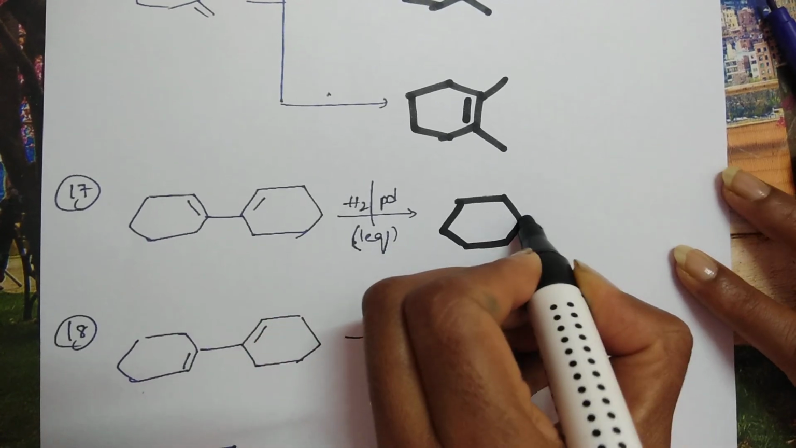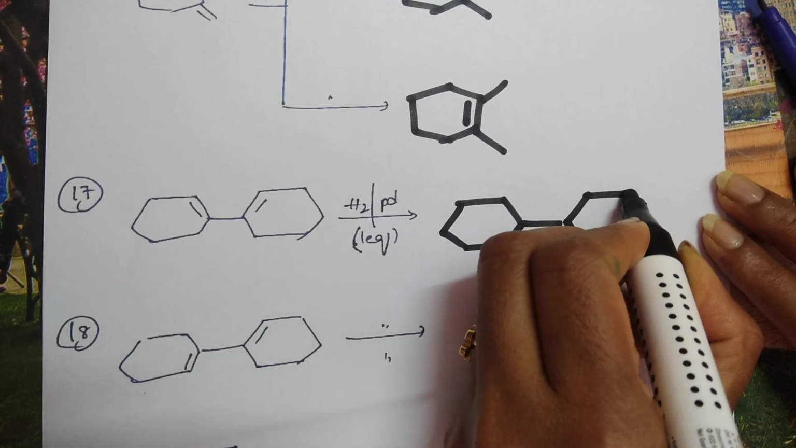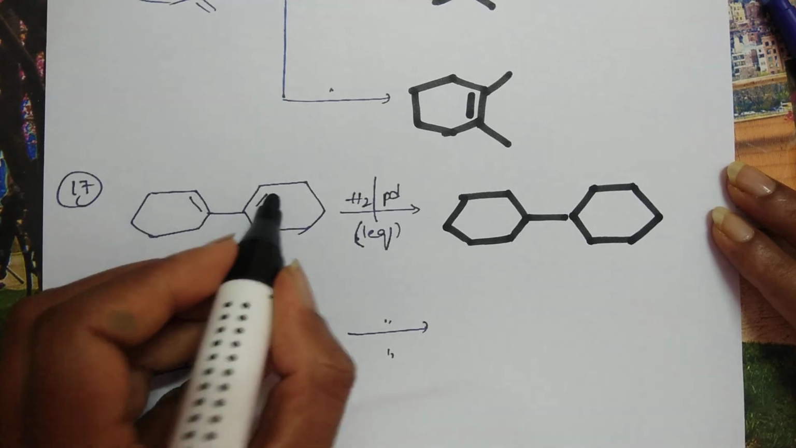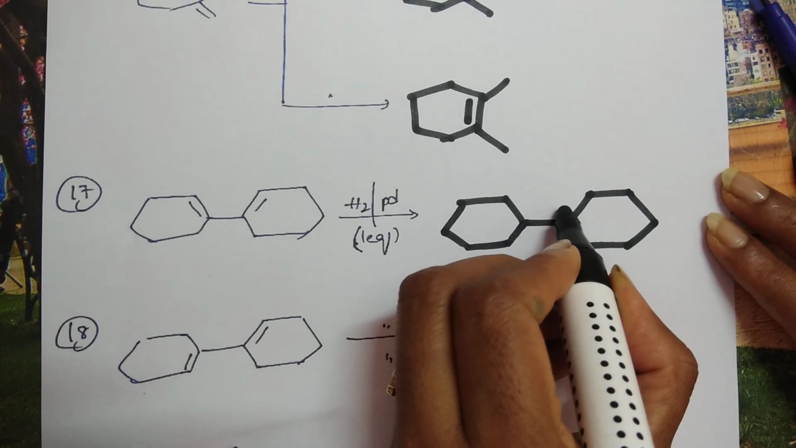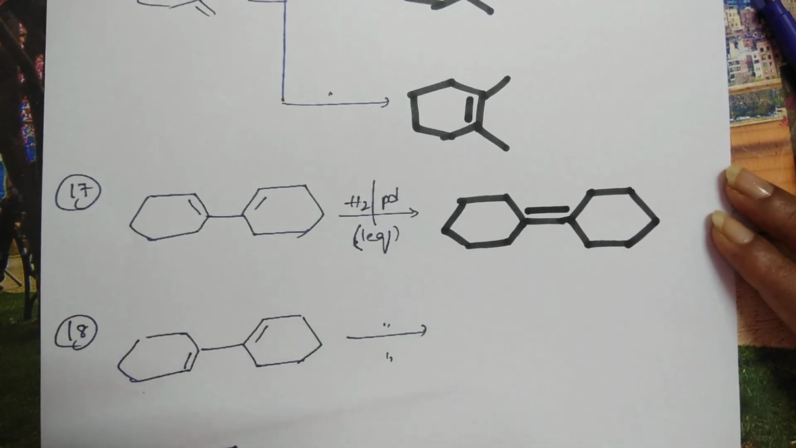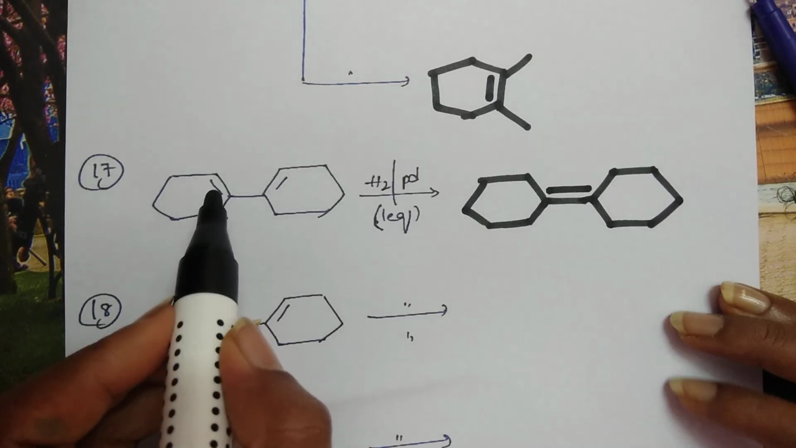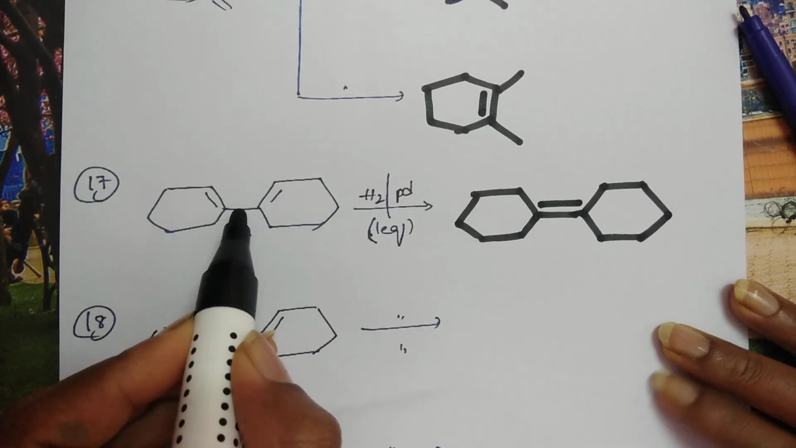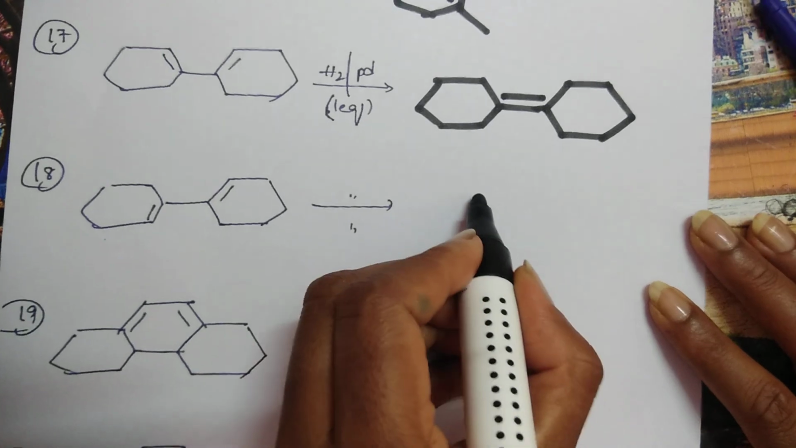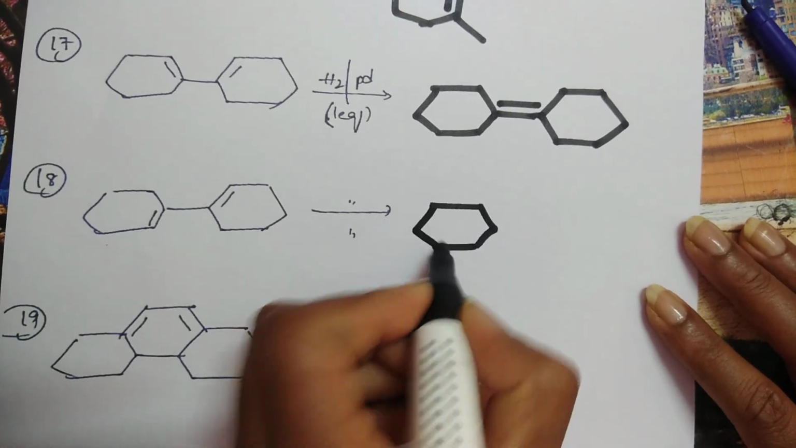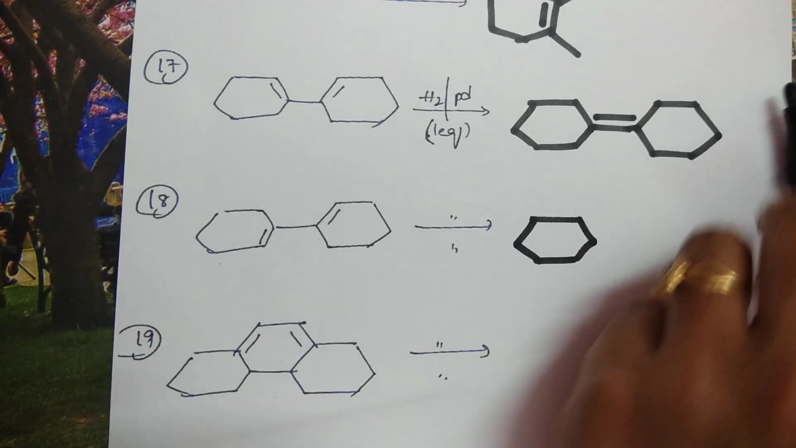I'm not taking the excess case anyhow. I'm taking only the one equivalent case. So two pi bonds are present like this. Then syn addition takes place. This is syn addition. And finally, we get a pi bond between these two. No need to do any mechanism. See here, this is actually a trans alkene.